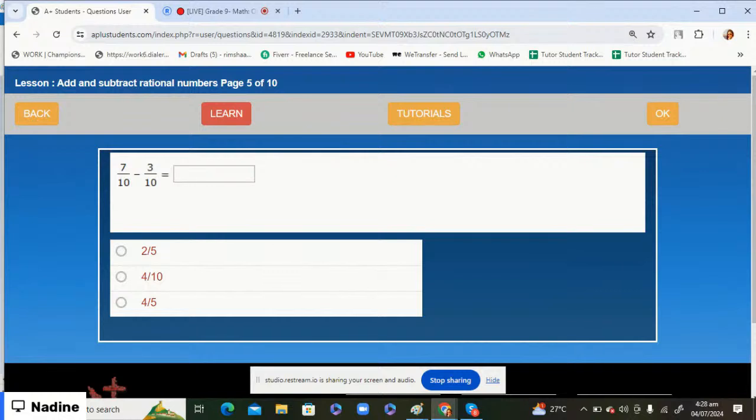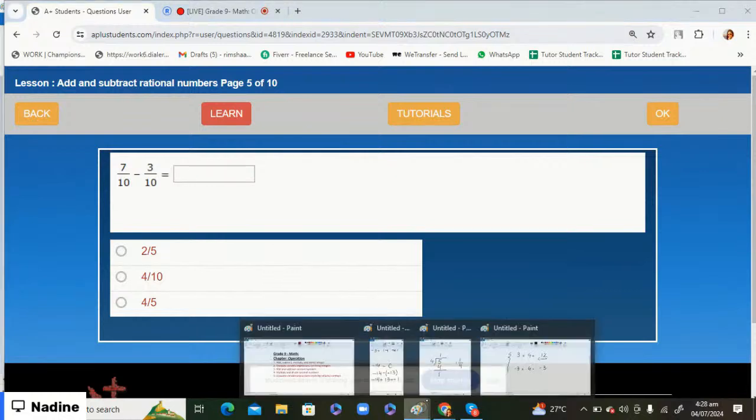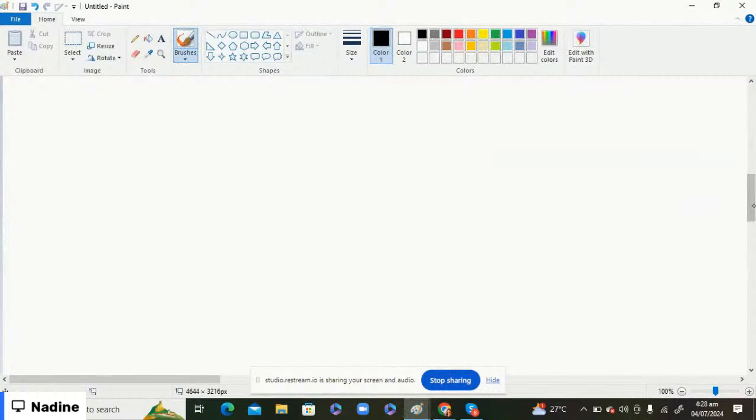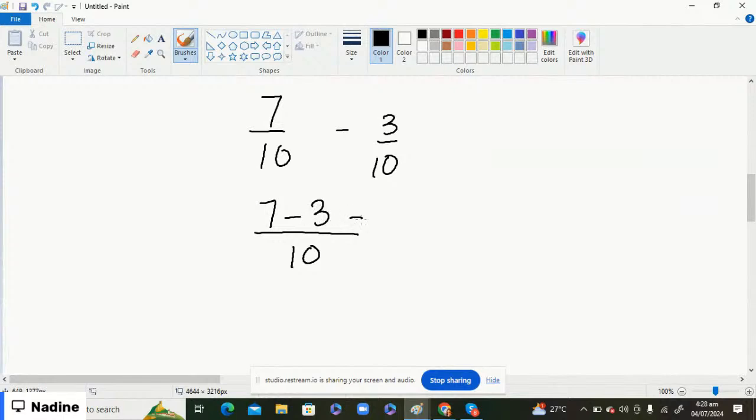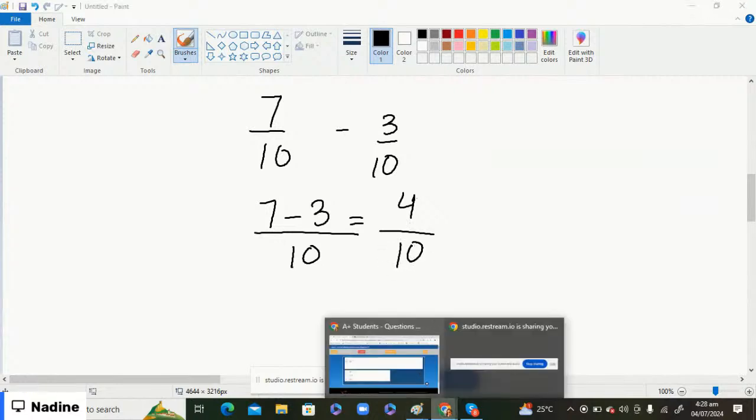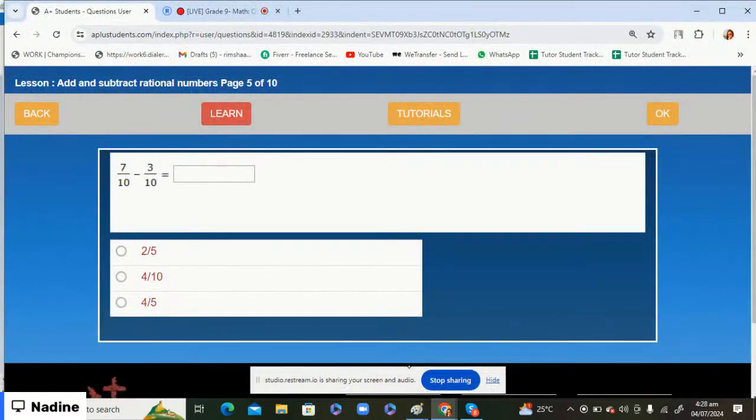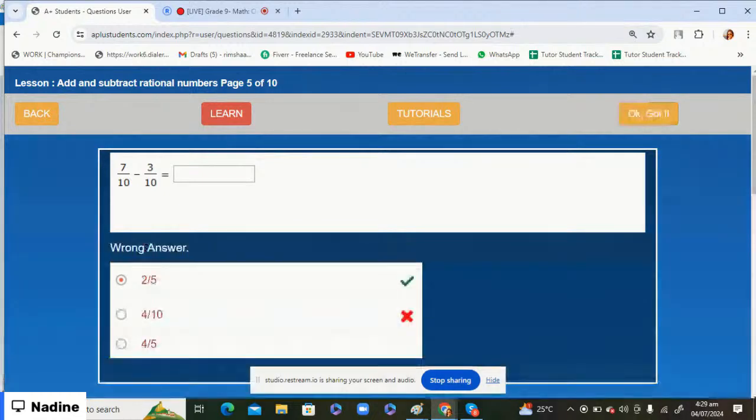This one is easy. 7 by 10 and 3 by 10. Let's solve it, okay? Here is 7 by 10 minus 3 by 10. So the denominator is the same, just put only 1. And here is 7 minus 3. So what is the answer? 7 minus 3? 5. Not 5, it's 4. So it's 4 by 10. Okay, so let's check, is there any 4 by 10?